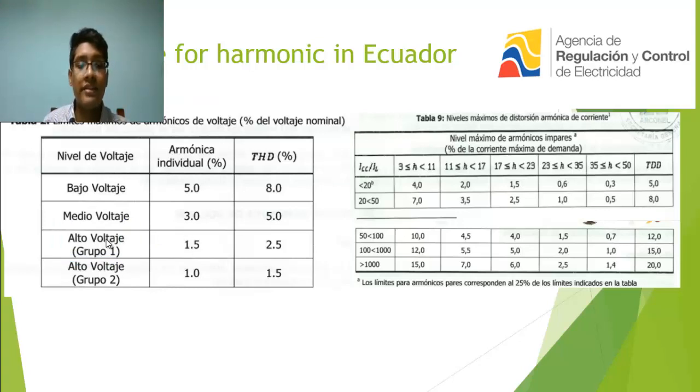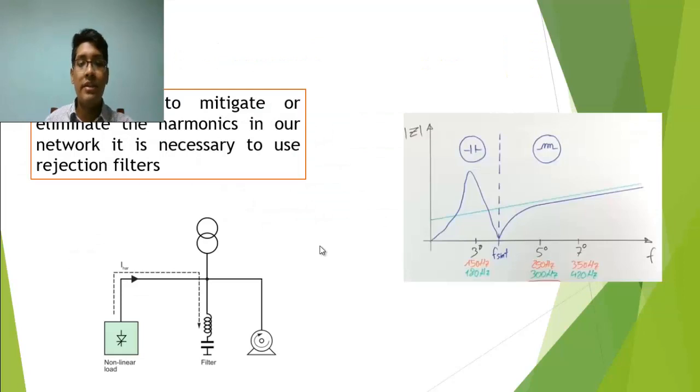The high voltage group 1 works at greater than 40 kilovolts and less than or equal to 158 kilovolts, and in group number 2 we have greater than 188 kilovolts. To obtain the values for the pair harmonics, we have to multiply this by 5%. And now, for the mitigation.